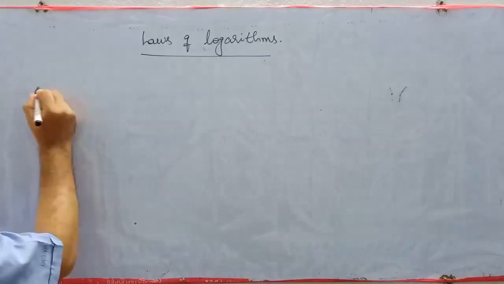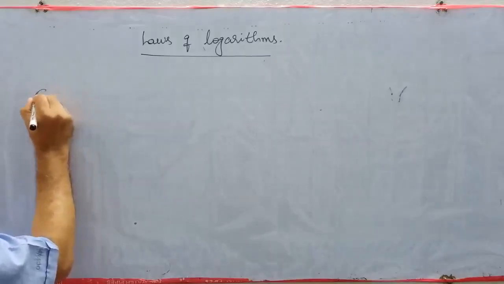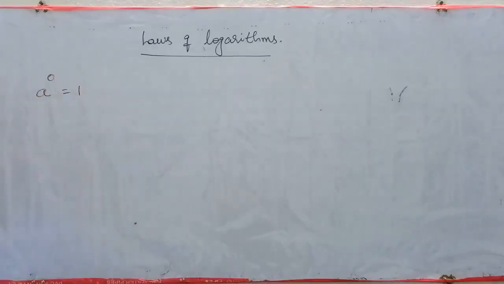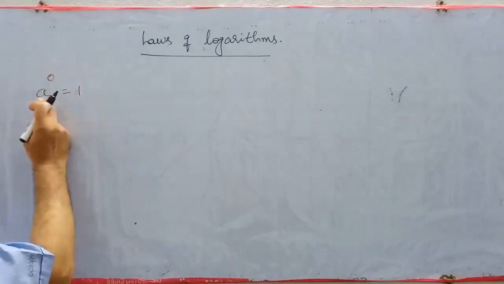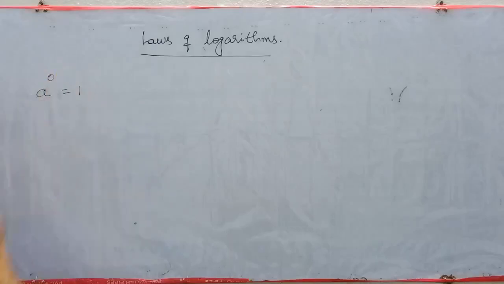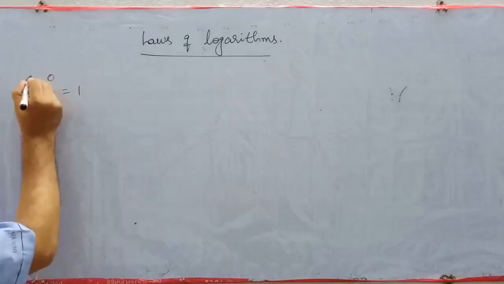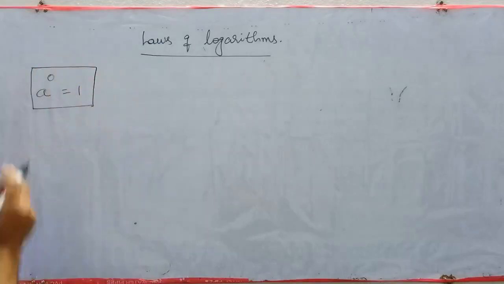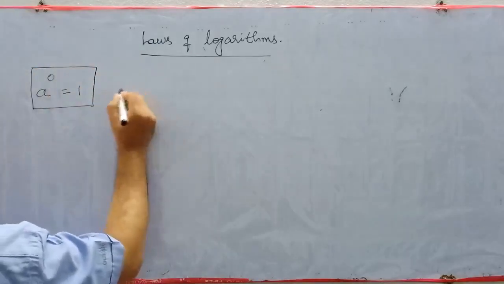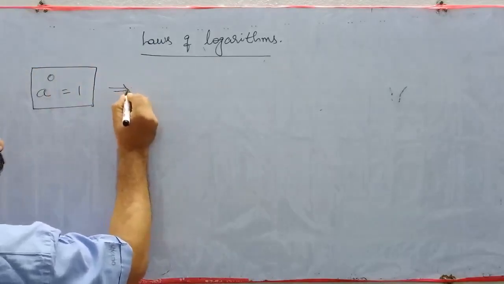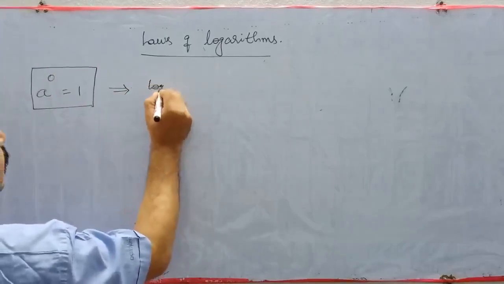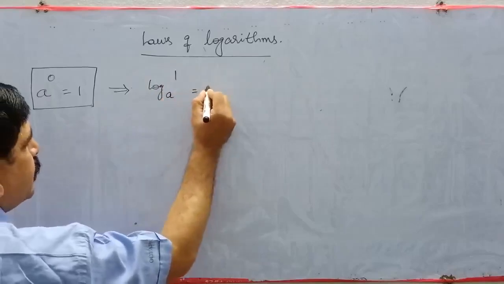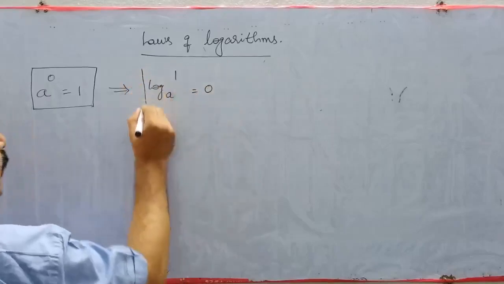Next one. We know that a to the power of 0 is equal to 1. That is, anything to the power of 0 is equal to 1. So this is the exponential form. What is its logarithmic form? The logarithmic form is log 1 base a is equal to 0.